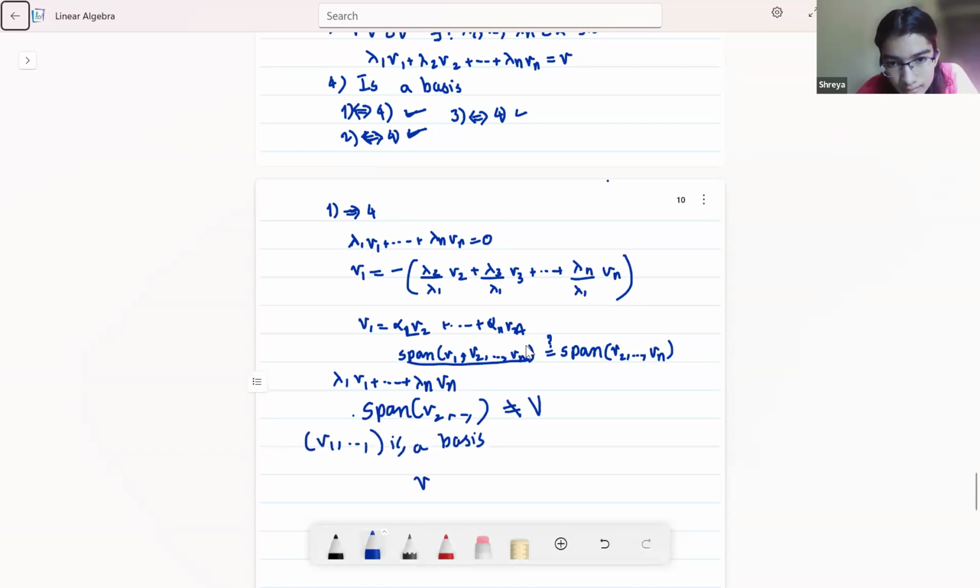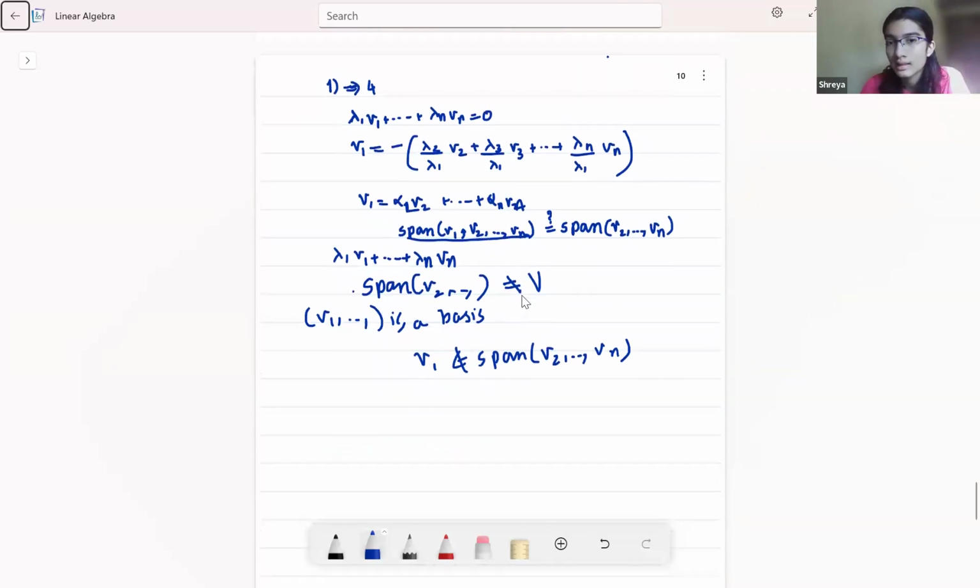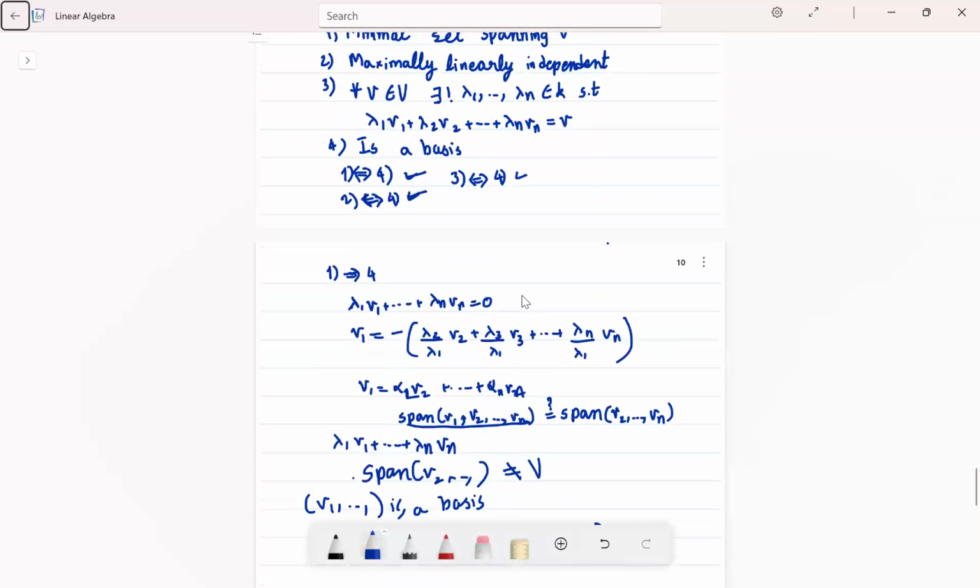But then how does V1 belong to this thing? It can't, right? Because if it does, then notice that we defined the span as the union of the span of all the finite subsets. So this V is infinite, so it's the union of the span of all the finite subsets. If it's in the span of the whole thing, it has to be in the span of a finite subset. Oh, yes. So then we'll be done.